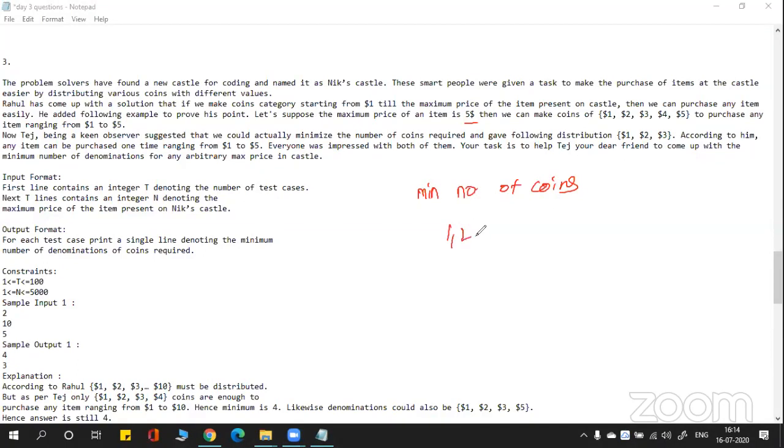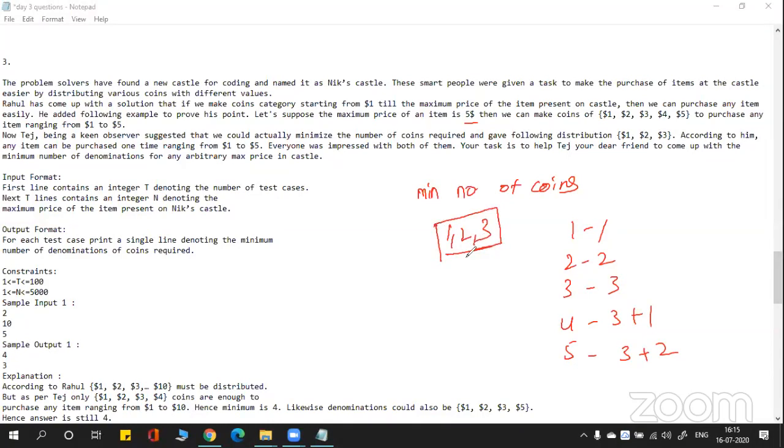For example, 1, 2, 3. If you want 1 rupee, you have 1 rupee. If you want 2, you have 2. If you want 3, you have 3. If you want 4, you can give 3 plus 1. If you want 5, you can give 3 plus 2. So with only these 3 coins, 1, 2, 3.